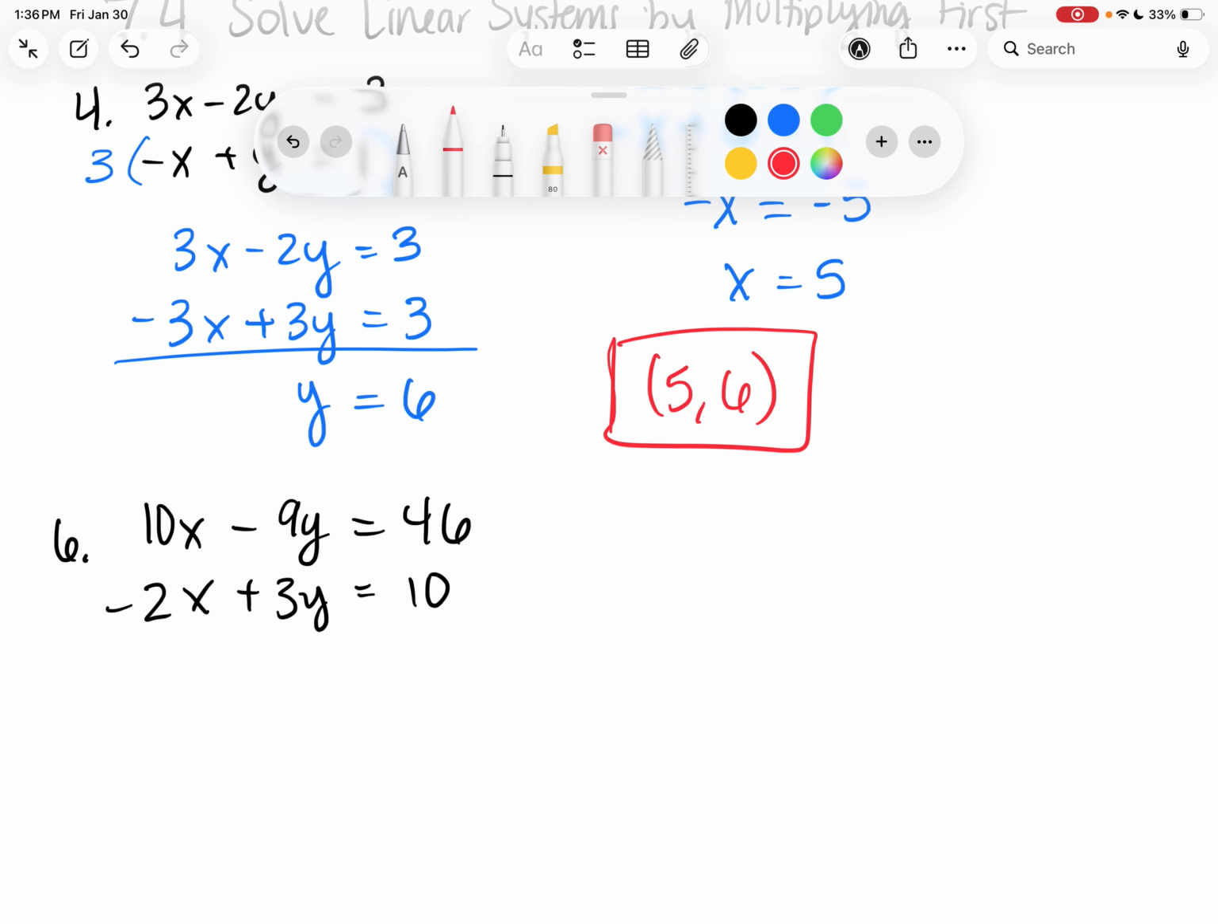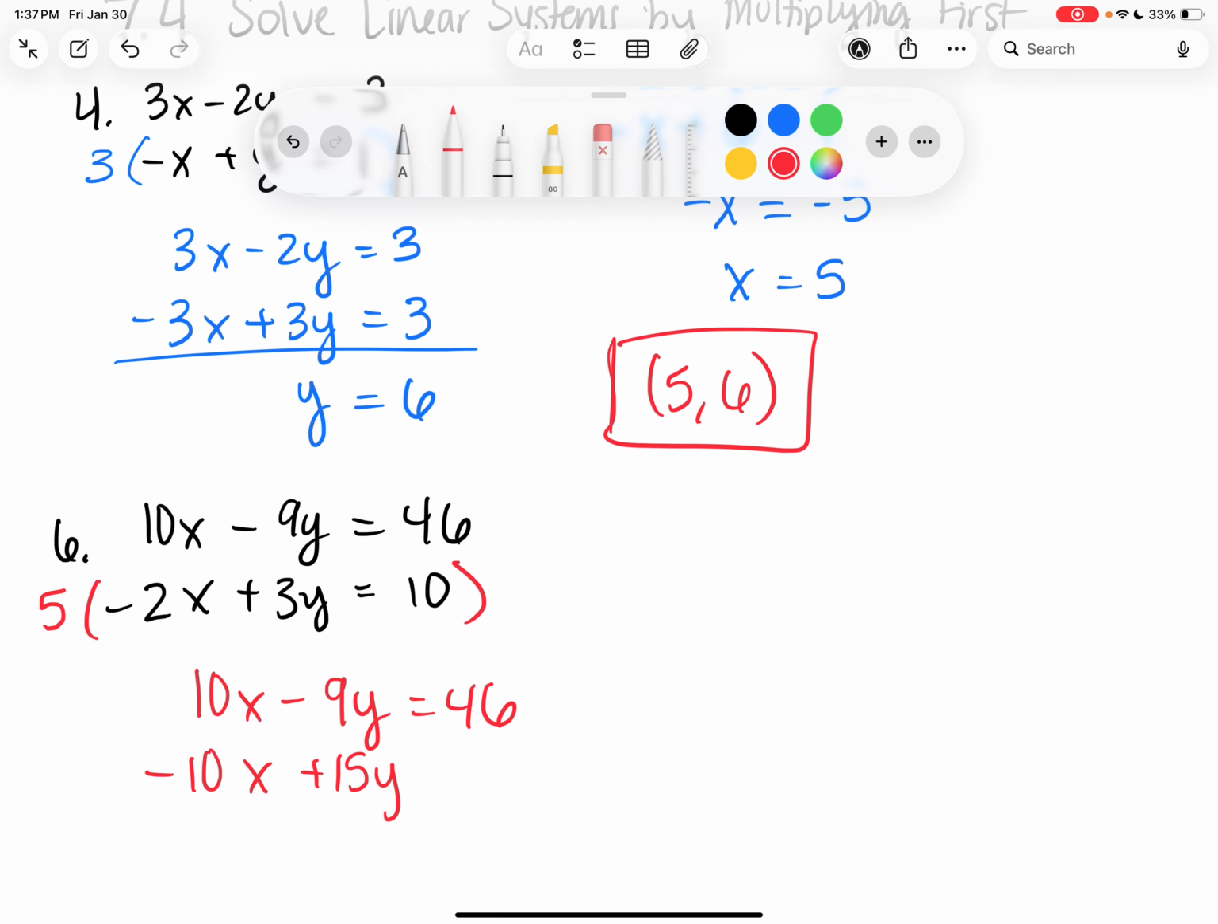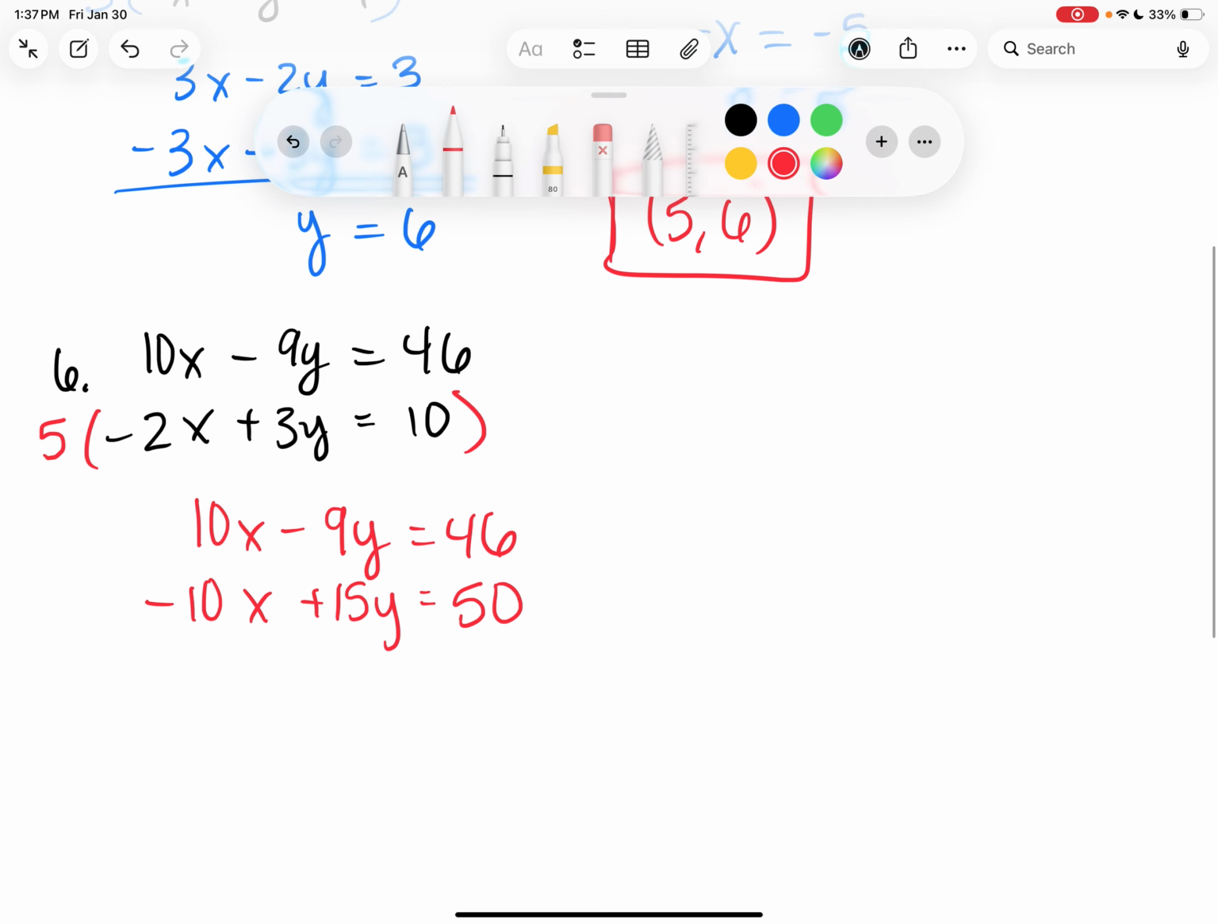All right, so this is a positive 10. This is a negative 2. So what do I need to multiply this bottom one by to give me 10x? 5. So multiply by 5. So I'm going to copy down the top one. 10x minus 9y equals 46. Distribute this 5 through. Negative 10x plus 15y equals 50. And then combine it. 15y minus 9y is 6y equals, that's 96.